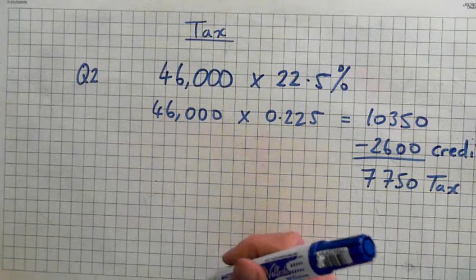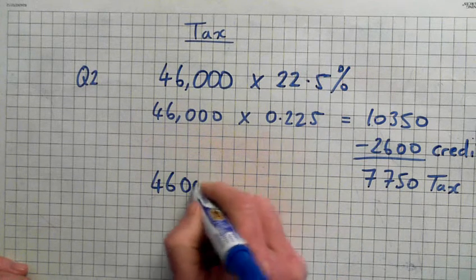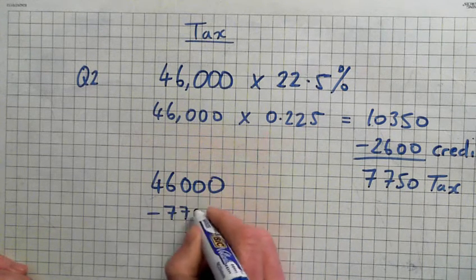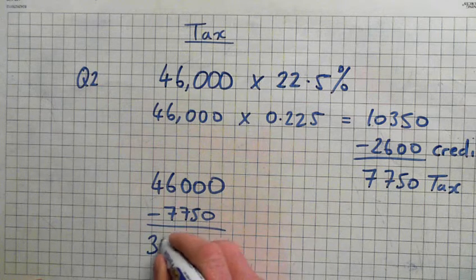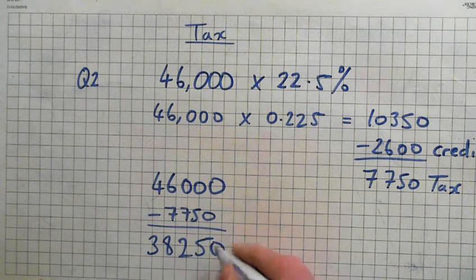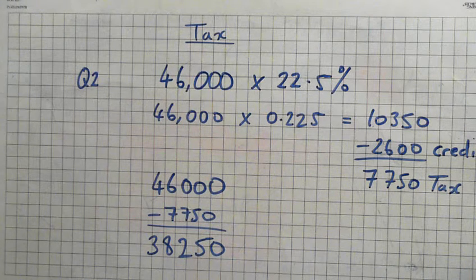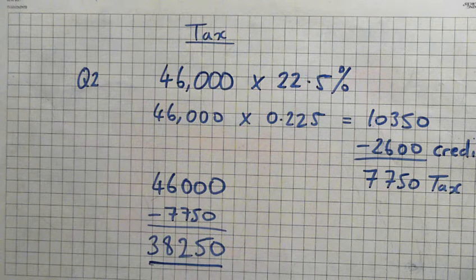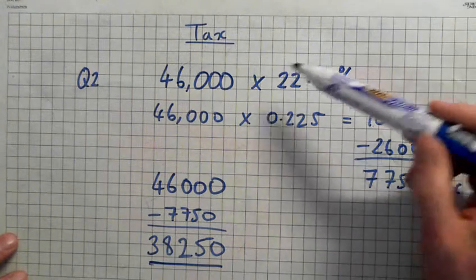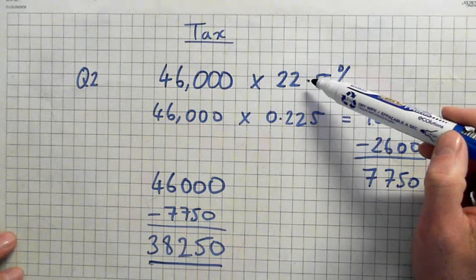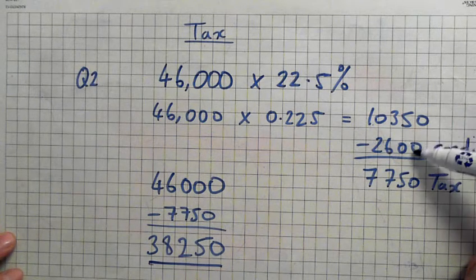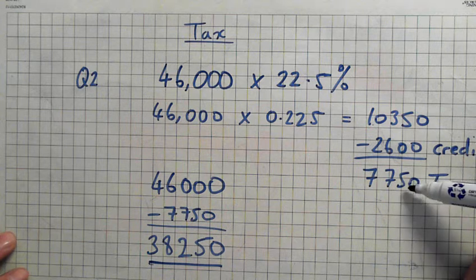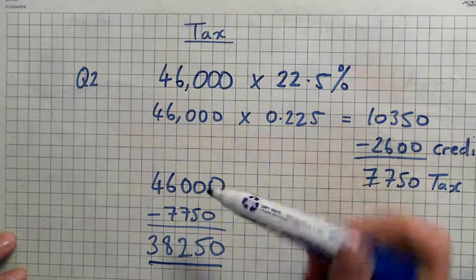How much money does she take home now? 46,000 minus 7,750. Alright, so now she takes home 38,250. That's how much money she takes home. So remember, you take 46,000, you get 22.5% of it. This is gross tax. Subtract your tax credits to get your net tax and take that away from 46,000.